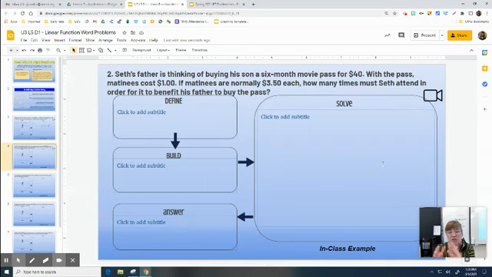So when we're looking at two different options, this is the method that we use to build linear equations and be able to find our solutions. So here we go.